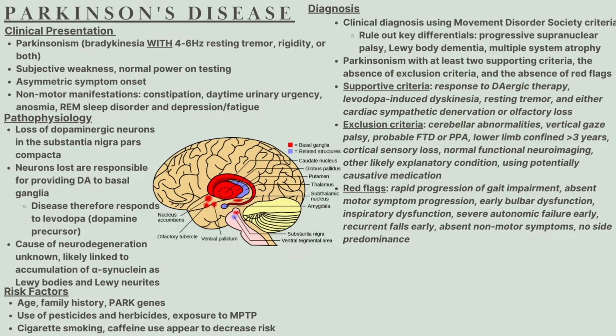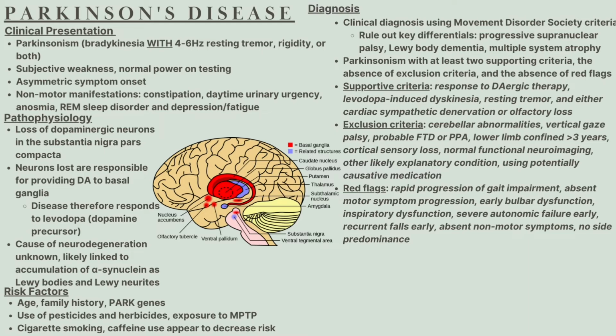Additional exclusion criteria include normal functional neuroimaging of the dopaminergic system, the absence of a response to levodopa therapy despite having at least moderate severity disease, or treatment with a dopamine receptor blocker or dopamine depleting agent, because these could also produce Parkinsonism. Also, having another documented illness that could possibly explain the Parkinsonian presentation is grounds for exclusion also.